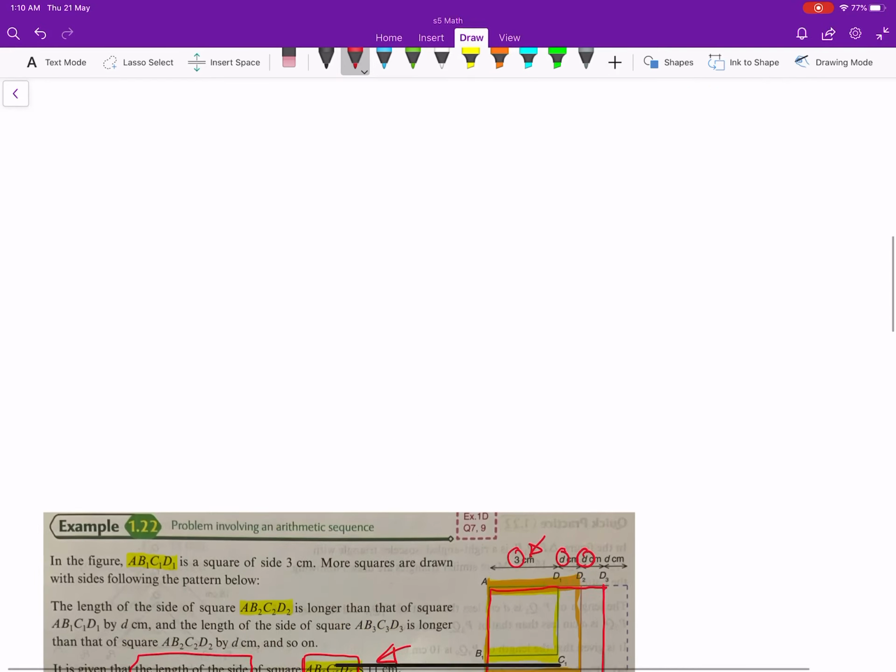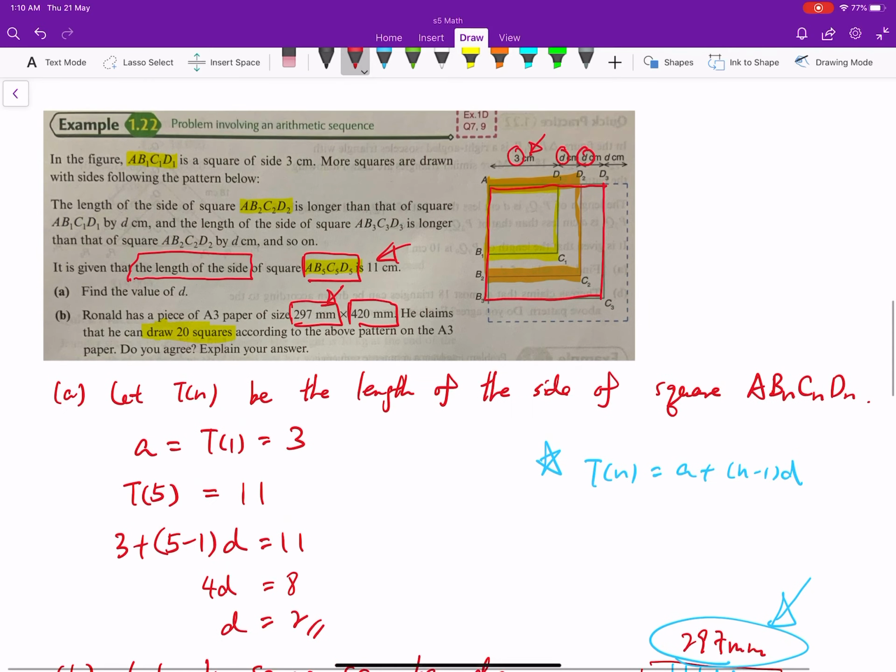Okay, so these are the two examples I would like to show you. Then you now go to do the quick practice 1.21 and 1.22. I will show you the solutions in another video.